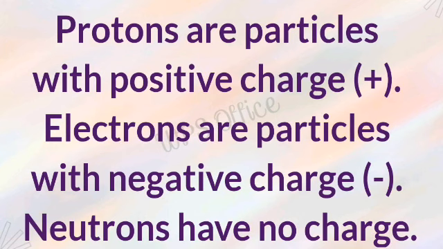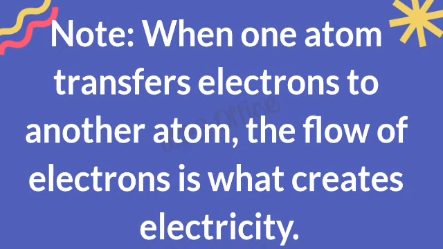Now, protons are particles with positive charge, which is represented with the symbol plus. Electrons are particles with negative charge, which is represented with the symbol minus. And neutrons have no charge, which makes them neutral.